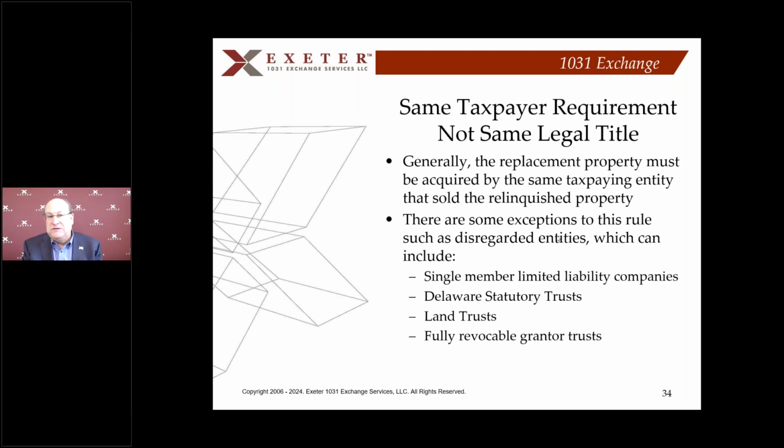So single member LLCs that are disregarded entities qualify. Delaware statutory trusts are considered disregarded entities. Land trusts, or sometimes called title holding trusts, are disregarded entities. Living trusts or fully revocable grantor trusts are disregarded entities.